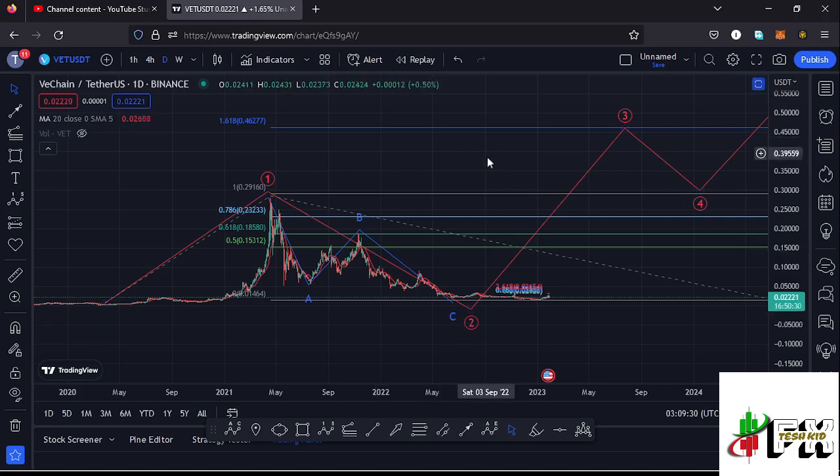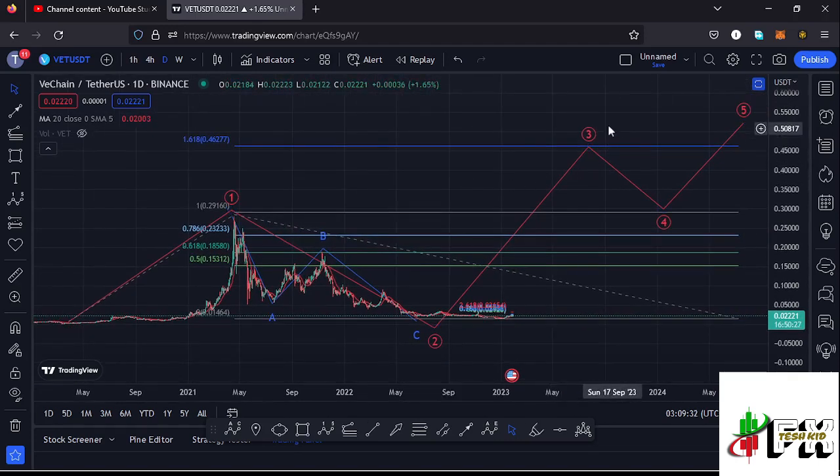And here on the daily chart, I have a target area to the upside in the formation of that wave 3 at the fib level 1.618, which perfectly lies at around the $0.46277 mark, and that is the minimum that I'm expecting Vechain to do on the long-term scenarios. So let's be patient and see how that plays out, and I'll keep you updated.